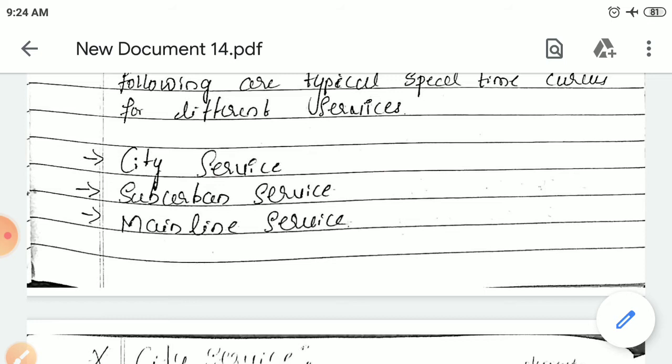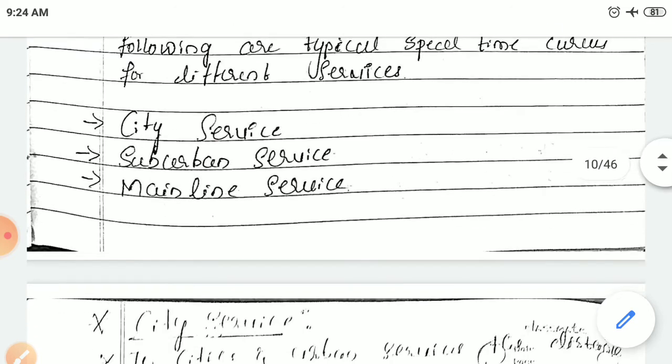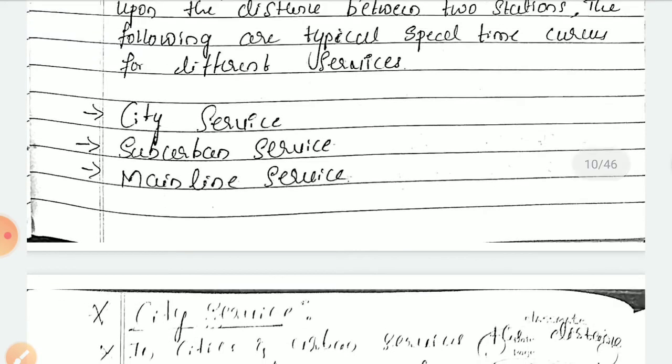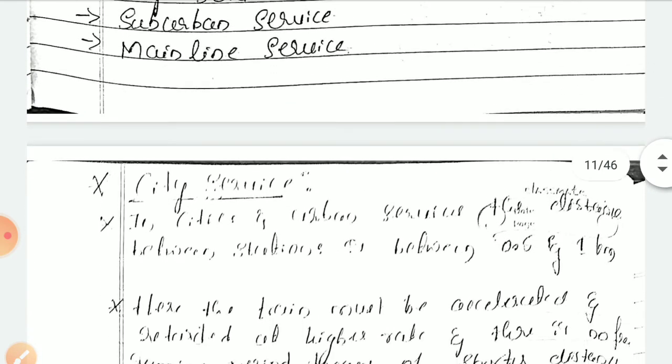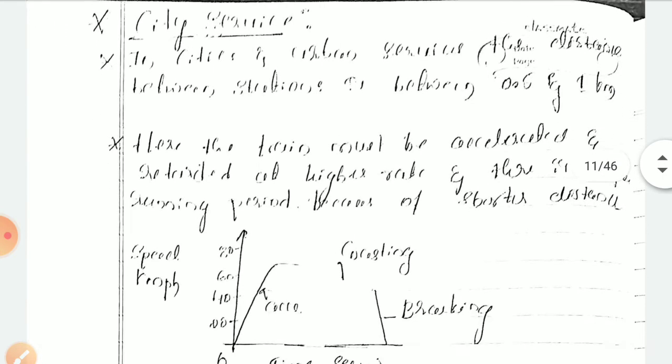Based on the distance between two stops, the period of coasting, period of free running, and period of acceleration, everything will vary. That is why the shape of the speed time curve also depends upon the distance between the two stations. Now we'll discuss what exactly city service, suburban service and mainline service are.